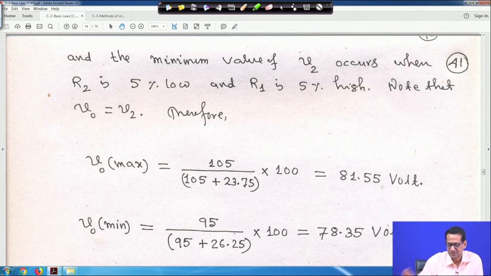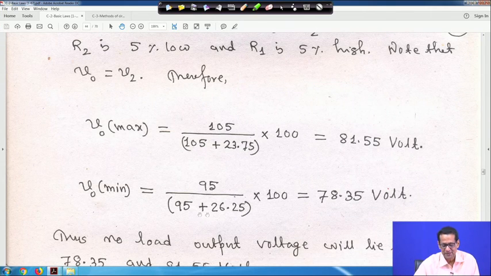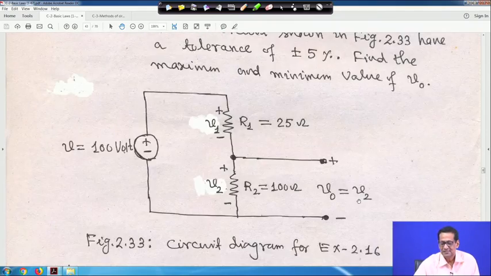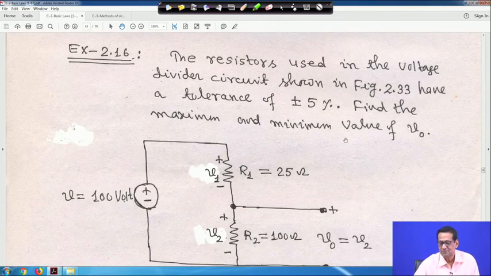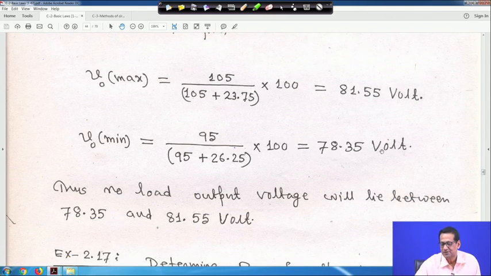Similarly, for V0 minimum, R2 is 5% low and R1 is 5% high. So, it is actually 95 by 95 plus 26.25, which is 78.35 volt. That means, it has been asked that you find the maximum and minimum value of V0. Therefore, the minimum value of V0 will be 78.35 volt and the maximum will be 81.55 volt. That max means increase or decrease, from your intuition you please find it out.